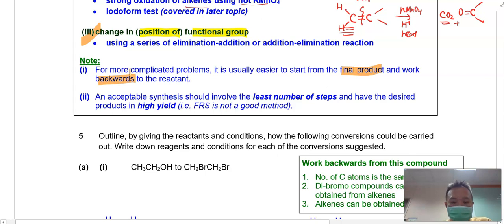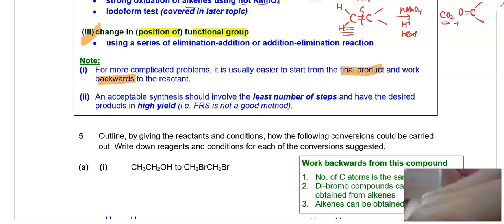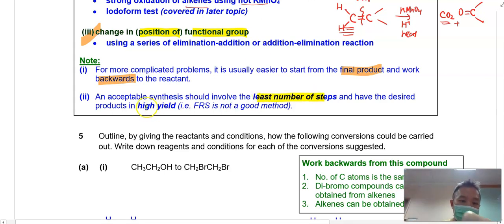I'll show you an example of what we mean by thinking backwards through 5A part 1, and we try to propose the least number of steps and to have high yield. Typically in a synthesis question, we will not propose free radical substitution, because it is a reaction that results in multiple side products, and therefore the yield won't be good. So let's take a look at 5A part 1.